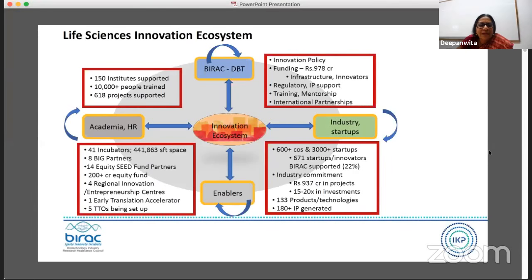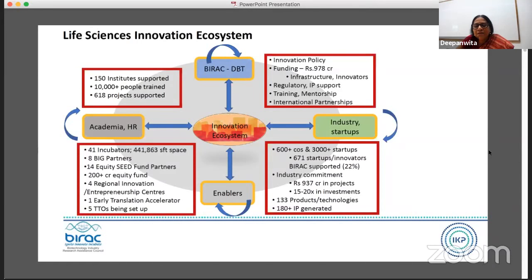So now, the life science innovation ecosystem that Dr. Alka was talking about: we all know that we have the government, we have industries, we have enablers like the research parks and incubators that we manage at IKP Knowledge Park, and there are several other players, and we have the academia. If you look at the way the life science innovation ecosystem in India is working, what does BIRAC DBT do? BIRAC sets the innovation policy along with DBT, and there is funding for infrastructure and innovators. It has so far put in 978 crores and provides regulatory and IP support, training and mentorship, international partnerships, and so on and so forth.